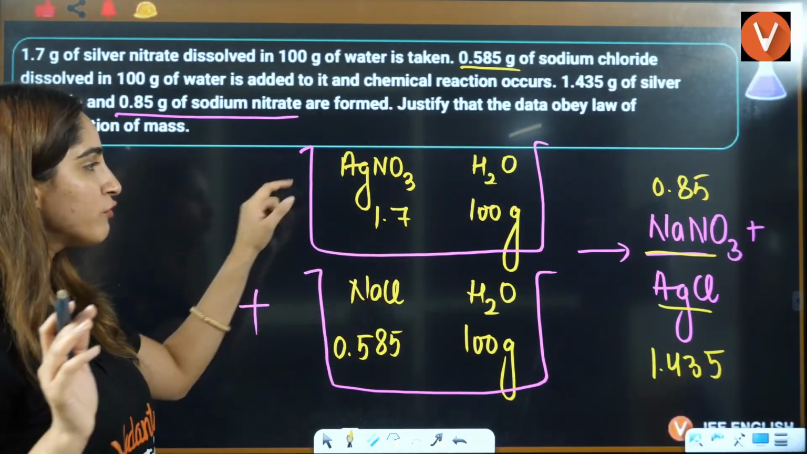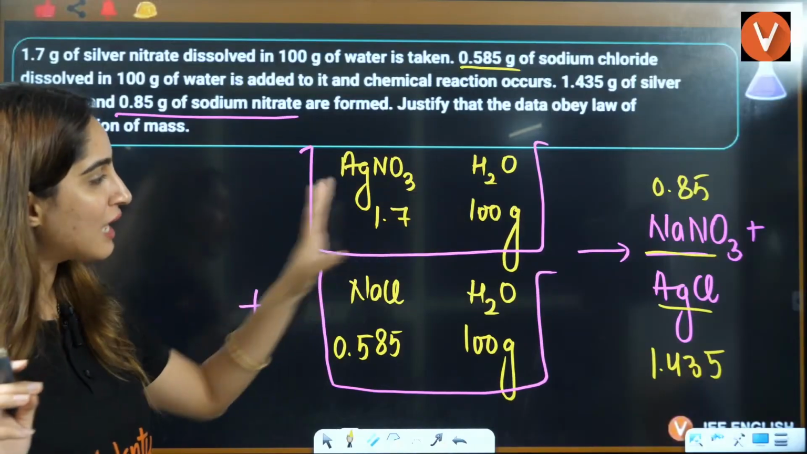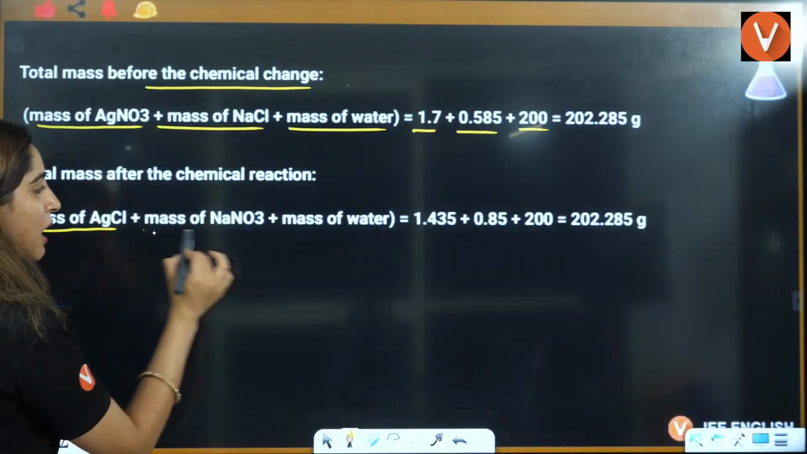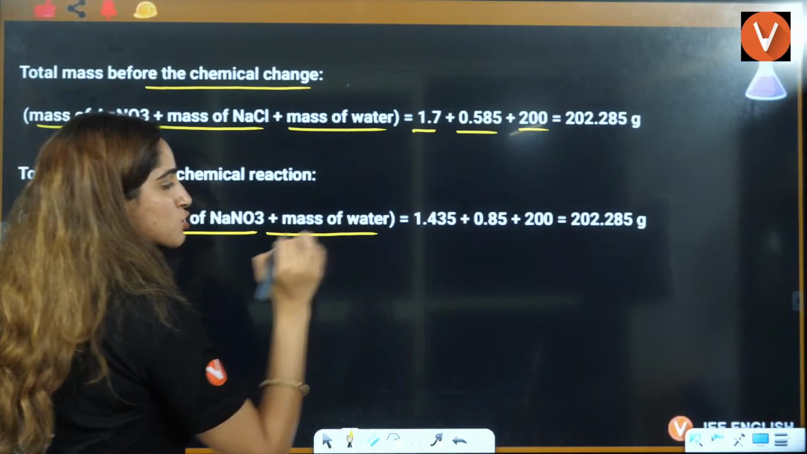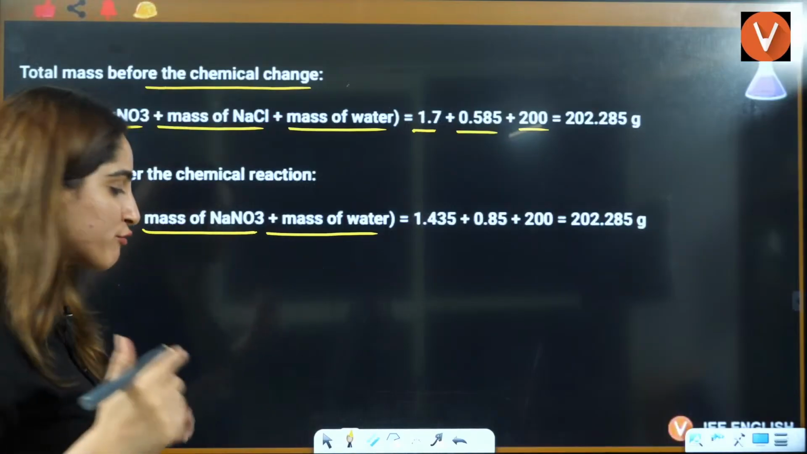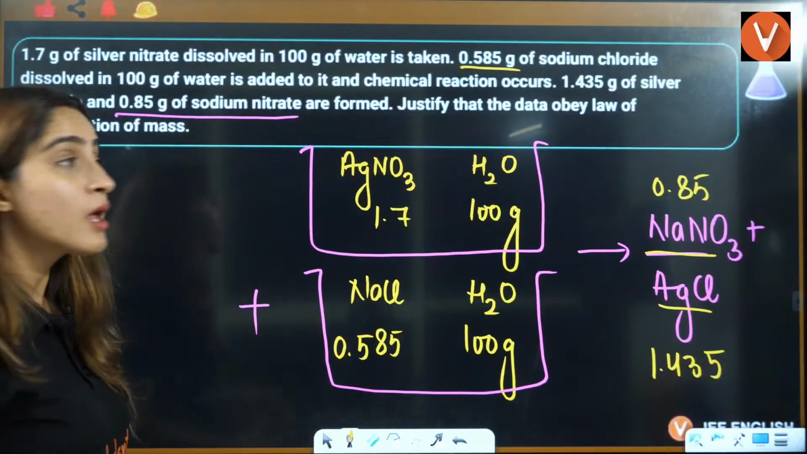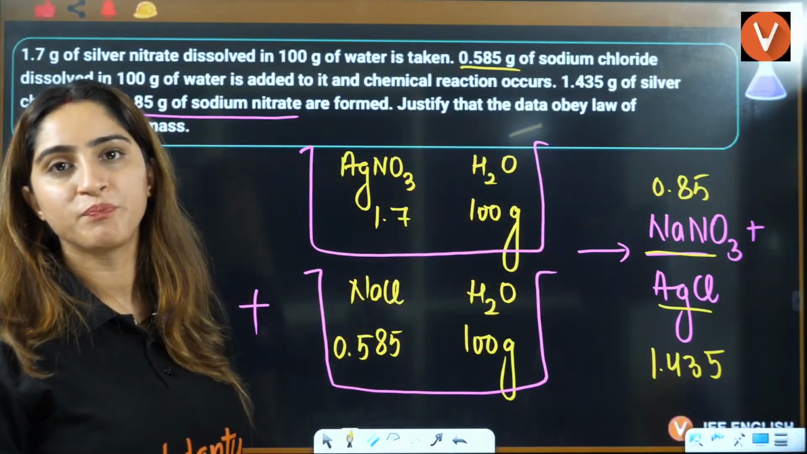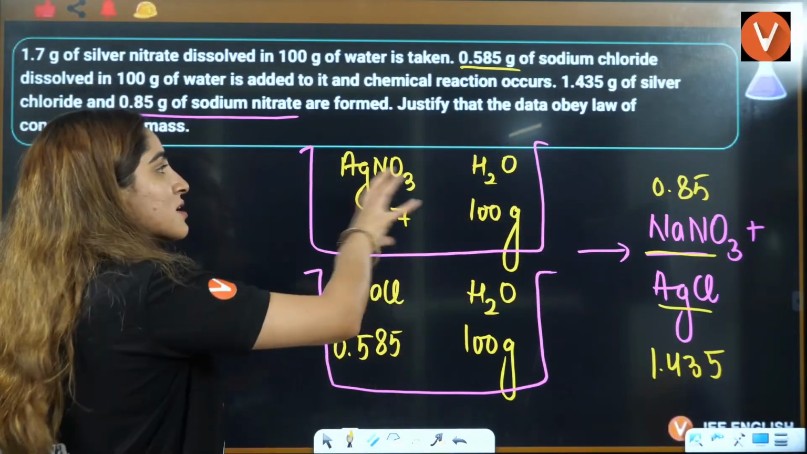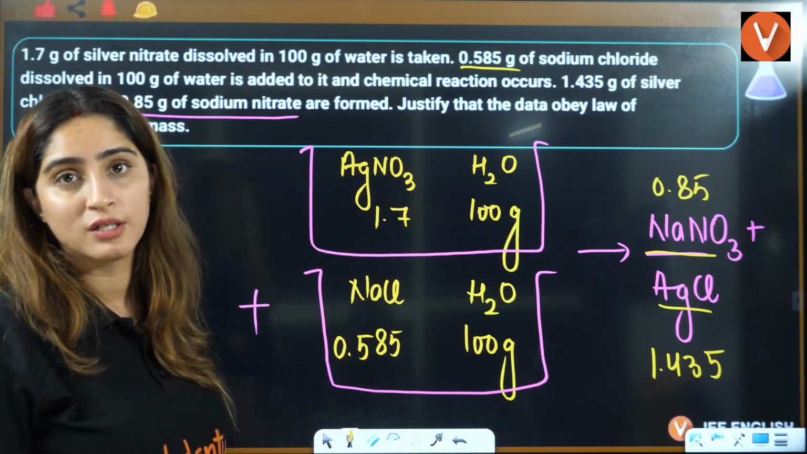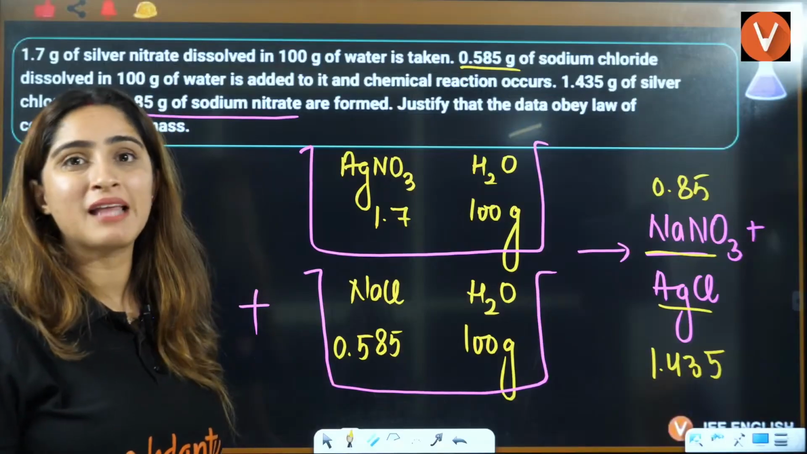You will add all of this. Now, on the answer side, what you have is the mass of AgCl, the mass of NaNO3, and the mass of water, right? You will say, ma'am, how did water appear all of a sudden? Because water is there, no? On the product side also there will be water, because this is a solution of NaCl in water. So water will be there in the beaker.